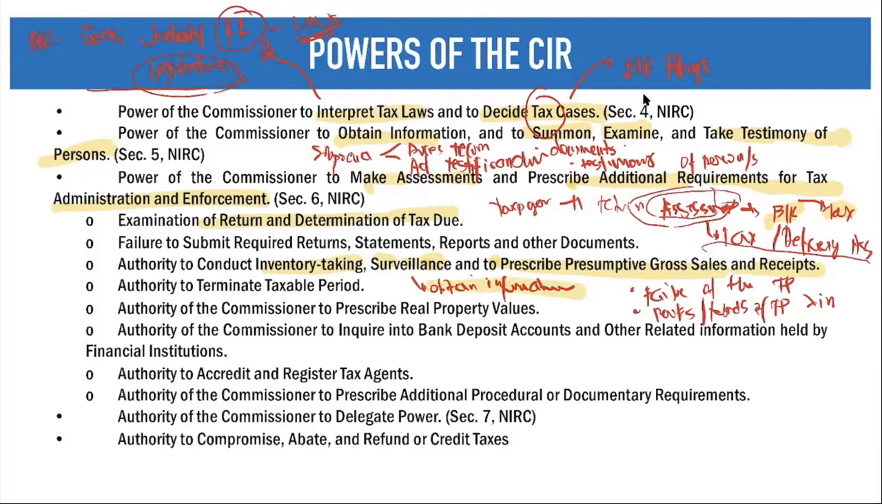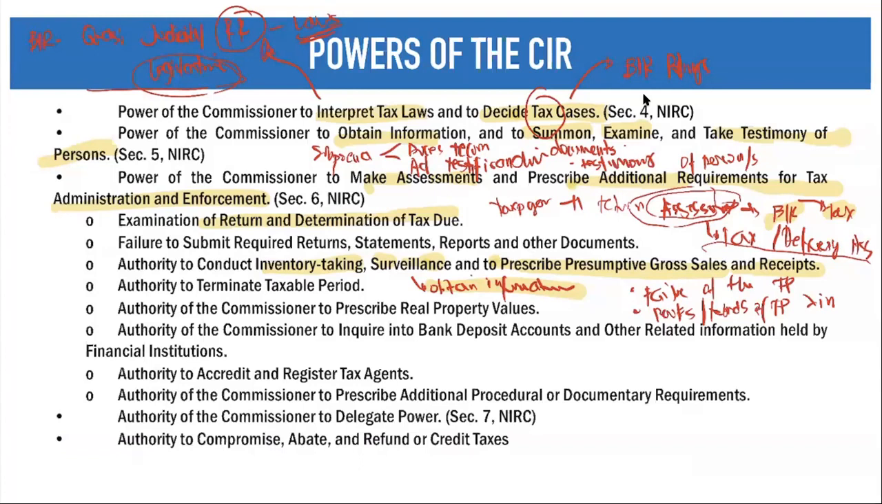So again, inventory taking and surveillance is part of obtaining information. Now here, another power is to prescribe presumptive gross sales or receipts. When will the CIR prescribe presumptive gross sales and receipts? The CIR can prescribe them only if there is a failure of the taxpayer to issue receipts, or the books or records of the taxpayer are incorrect, or not properly reflected in the tax return of the taxpayer.